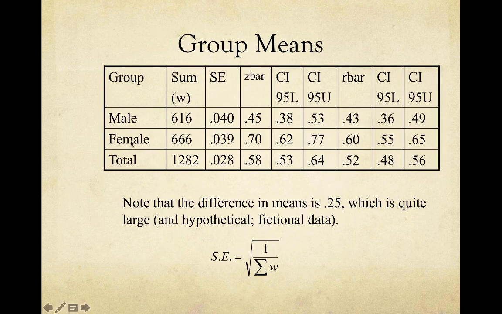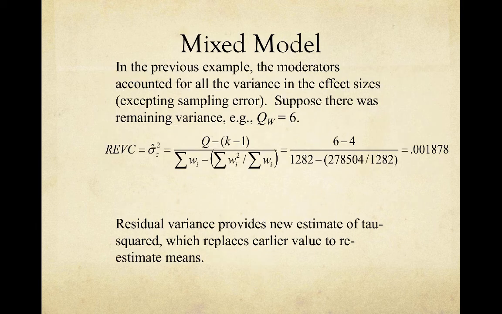All right, so we've got the group means. In Z, we've got 45 and 70. We've got these confidence intervals. When we take the inverse of the R to Z, we go from Z back to R, so that's that tanh function. We get 0.43 and 0.60, and these confidence intervals come from translating these things back into R from Z. Same for the total.